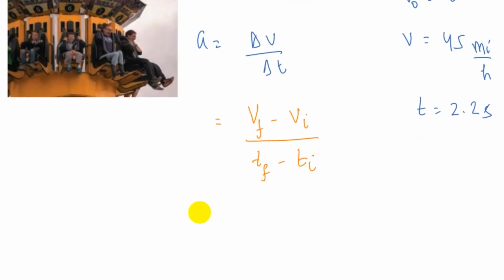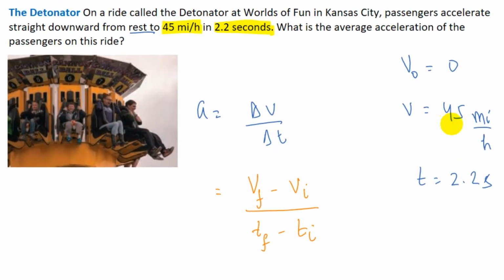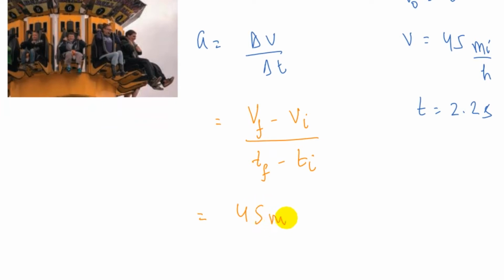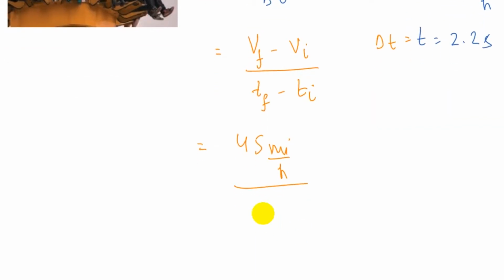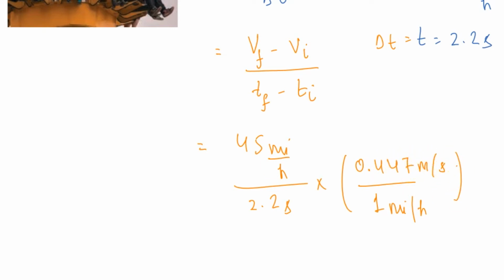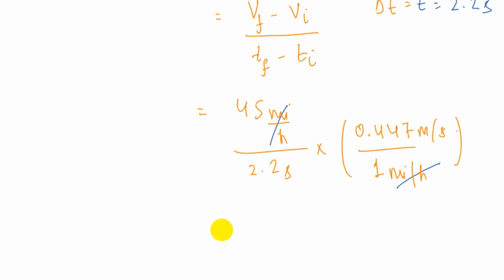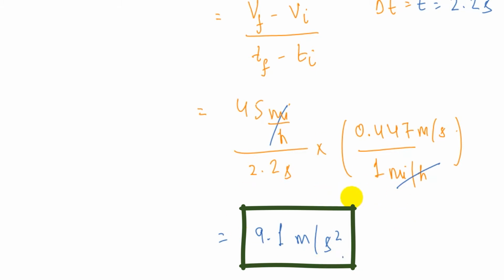Now we can put the values. So this would be equal to, the final velocity is 45 miles per hour minus initial velocity, which is 0, so no need to write, divided by delta T. This is TF minus TI, which is 2.2 seconds. Now we'll be giving the answer in meter per second squared, so for that we have to convert the unit. We know that 1 mile per hour is approximately 0.447 meter per second. So miles per hour cancels with miles per hour, and we get the answer in meter per second squared. So this would be equal to 9.1 meter per second squared. This would be the average acceleration of the passenger.